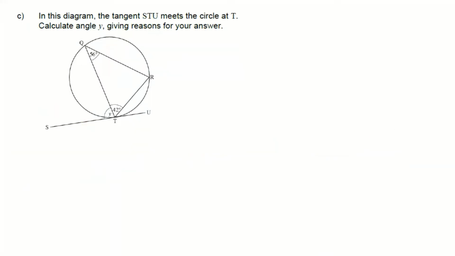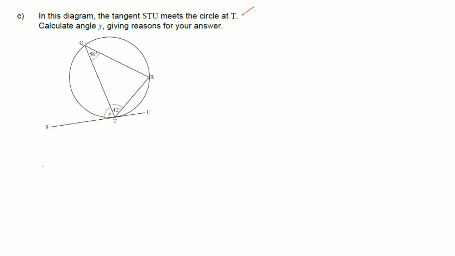Okay, and then question C. In this diagram, the tangent STU meets the circle at T. Find angle Y, giving reasons for your answer. Okay, well, again, I'm looking at this now. I'm struggling a tiny bit here to find Y straight away. But you can use a couple of steps here, can't you?